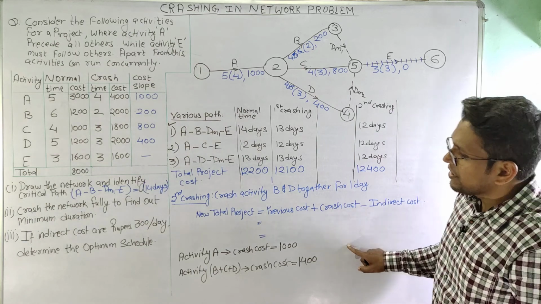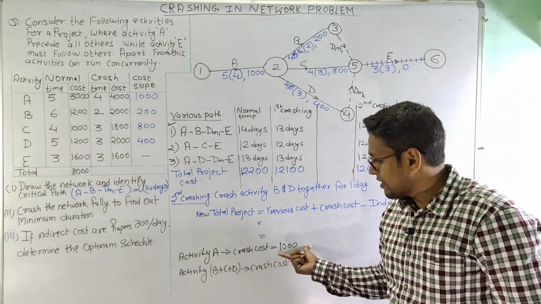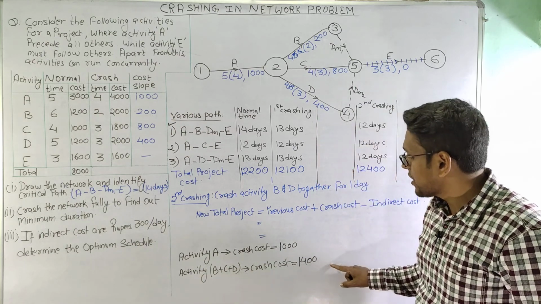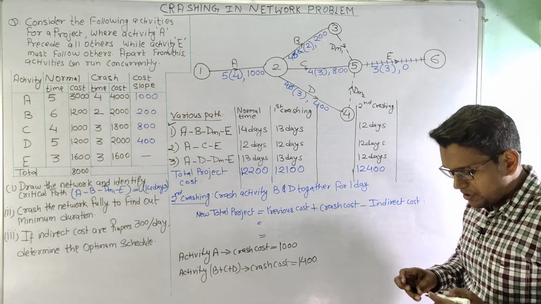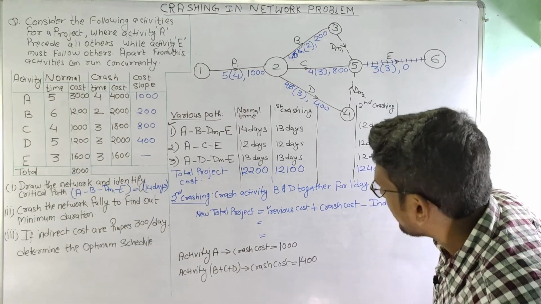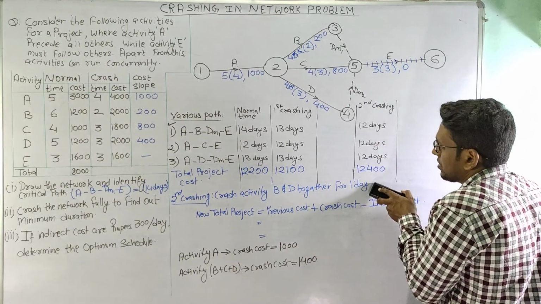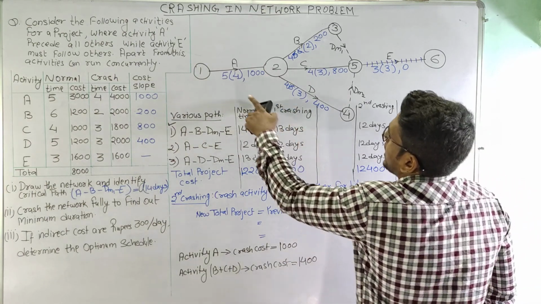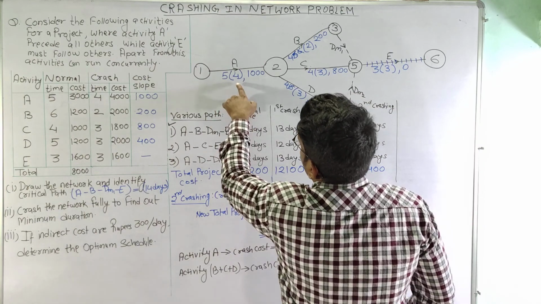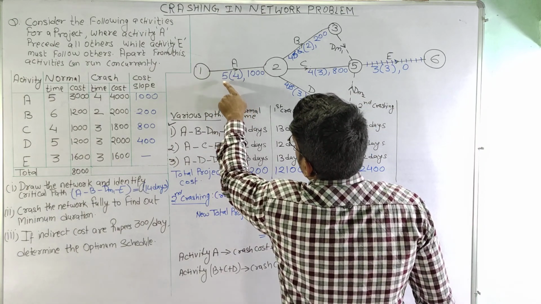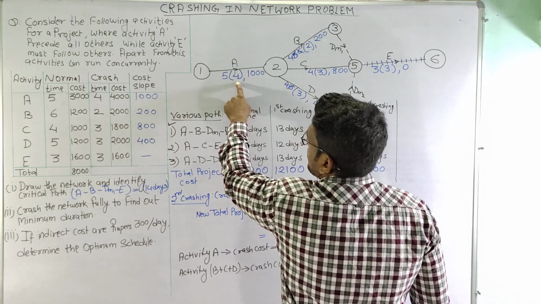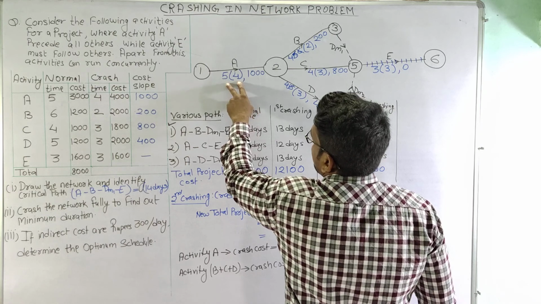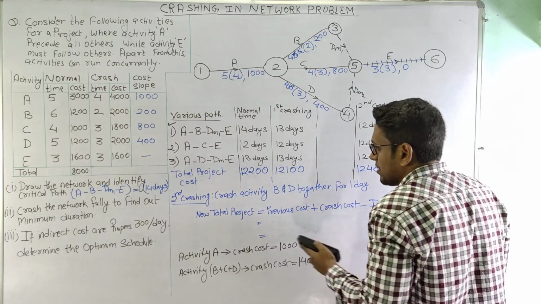So as we can see here, crashing A will give us a lesser crash cost as compared to crashing B, C and D together. So here what we will do is, we will crash the activity A only, and we'll see that here activity A can be crashed for 1 day only, because the crash time is 4 days and the normal time is 5 days.